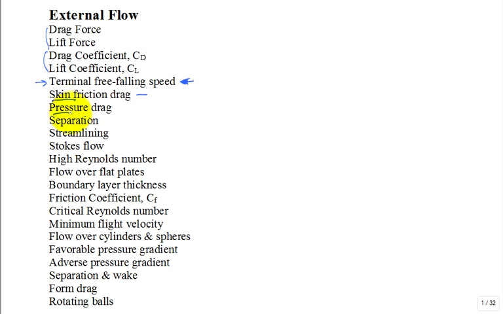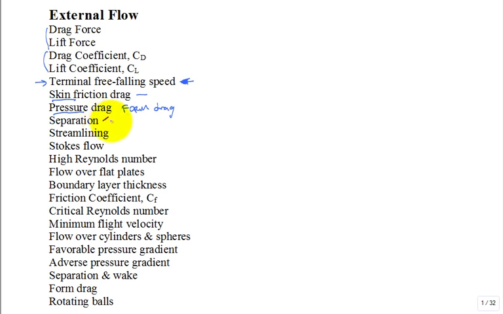Also, it comes from having a pressure imbalance. One side, usually high pressure in the front, low pressure in the back region. And that gives you the pressure drag, or sometimes they call it the form drag. Which one dominates? It depends. Some problems, the skin friction dominates, and the form drag is small. Some problems, the opposite is true, okay? The pressure drag dominates.